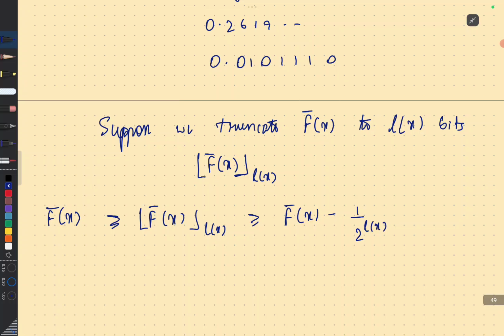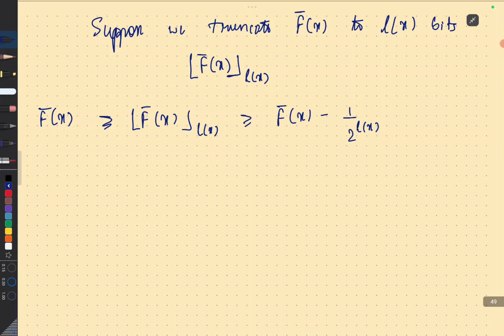Do you agree with this? Right? I mean, why is this true? Well, what does it mean to truncate f bar of x? So let's say that f bar of x has the following binary representation. Let's say it's 0.b1, b2, b3, and so on.